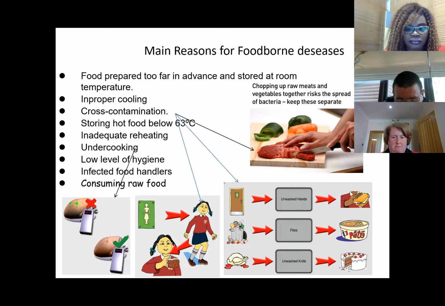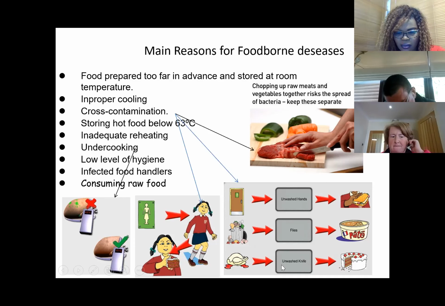And you can see some of the images here. So for example, the chopping board: you've used that to chop raw meat and then maybe to prepare salads or vegetables. Of course, it could be cross-contamination. Raw meat is raw; it's got all the pathogens that could contaminate it. Unwashed hands you've got here, and different other things. Flies, and an unwashed knife used to cut chicken and then to cut a cake as well. So these are some of the main reasons for foodborne outbreaks.